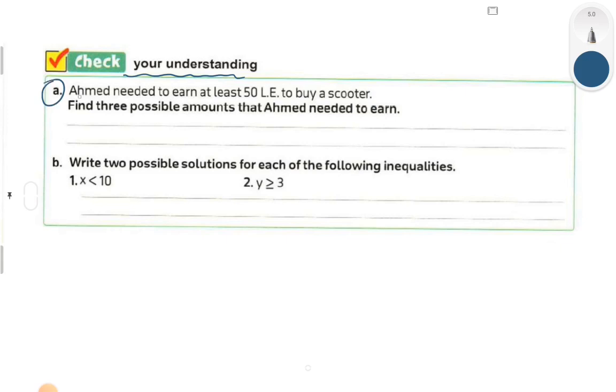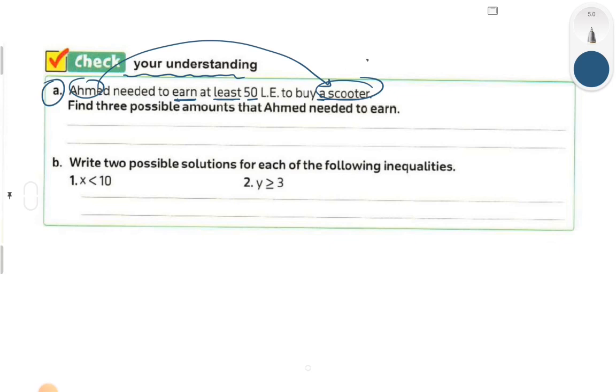Point A. Ahmed needed to earn at least 50 LE to buy a scooter. Ahmed wants to buy this scooter. He needs at least 50.